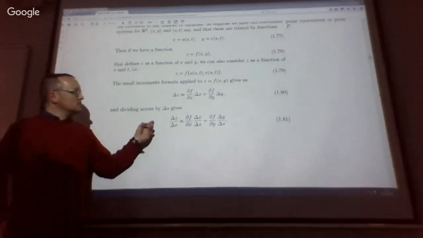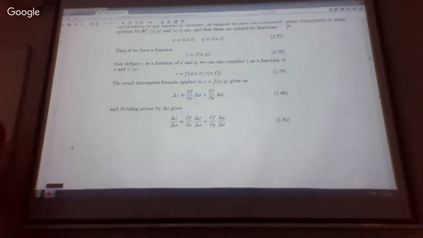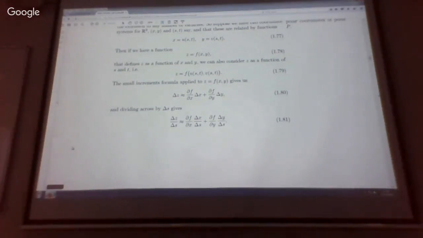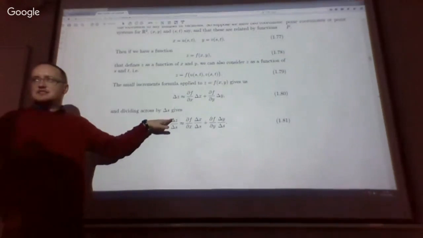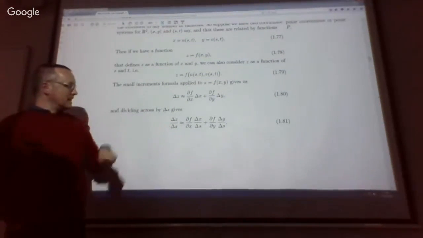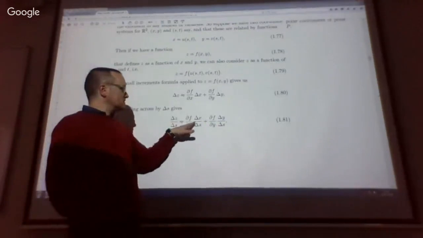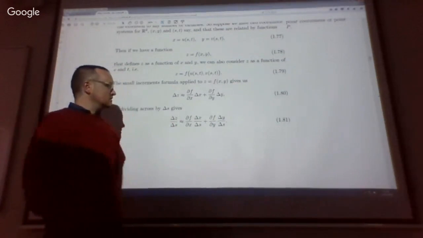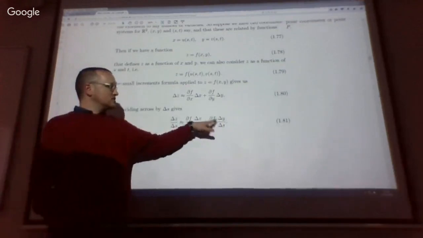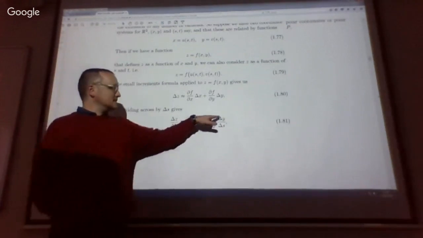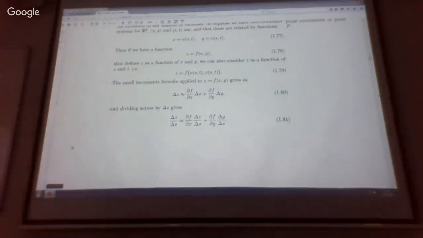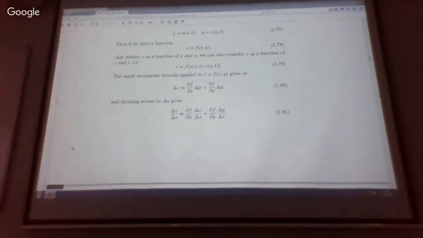But now what we do is we divide this expression across on both sides by the quantity delta s. So we get this new expression. We have a ratio of changes here, delta z over delta s. We still have these coefficients of partial derivatives, df dx and df dy. But now here we have two other ratios of changes, delta x over delta s and delta y over delta s. That's equation or approximation 1.81.